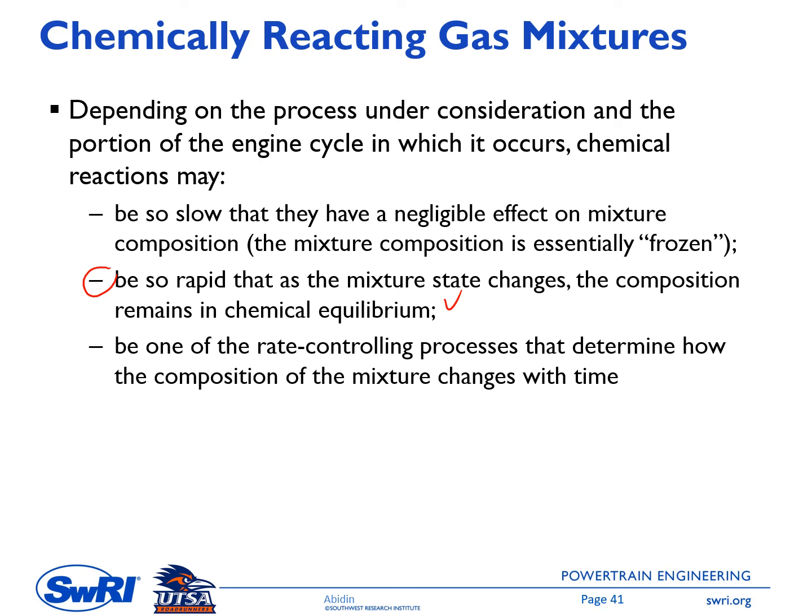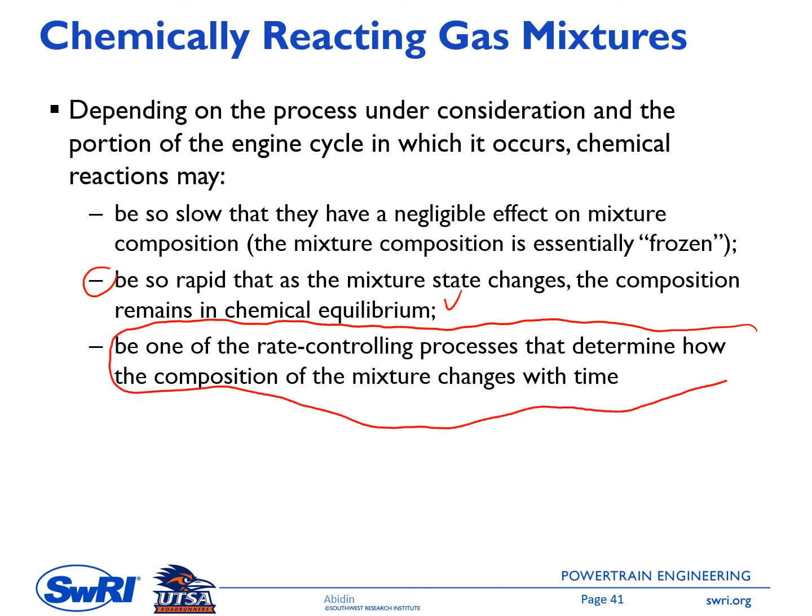internal combustion engine. The third option is that the chemical reaction may be one of the rate controlling processes that determine how the composition of the mixture changes with the time. This is what happened during the combustion process inside the internal combustion engine. So this is what happened in the actual process. This is what's going on during the intake stroke, during the combustion stroke.